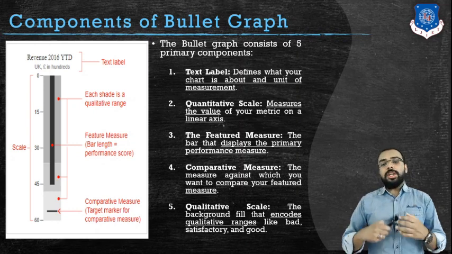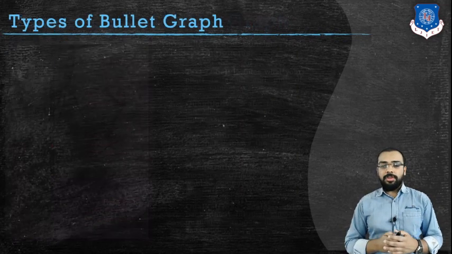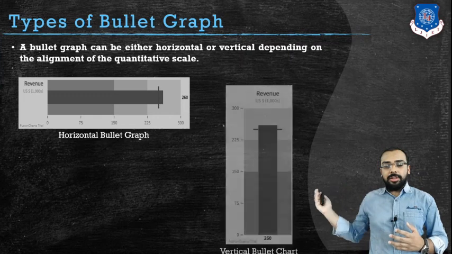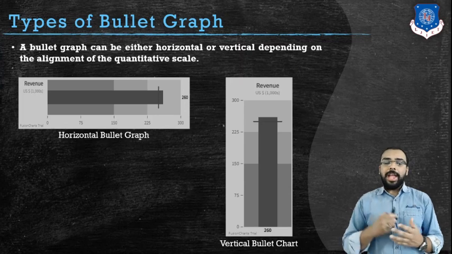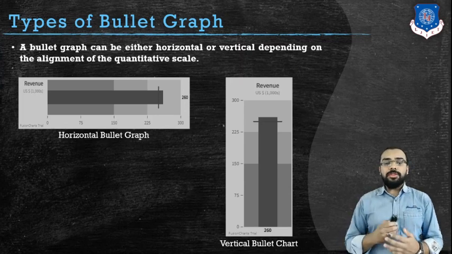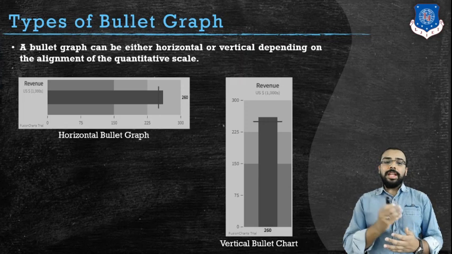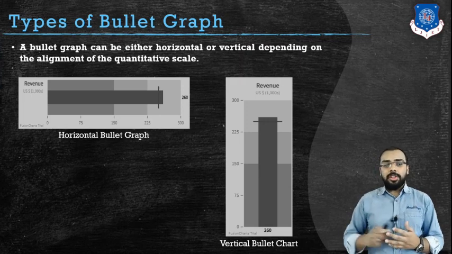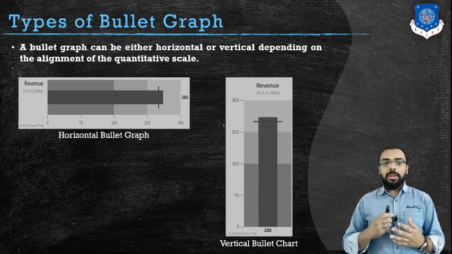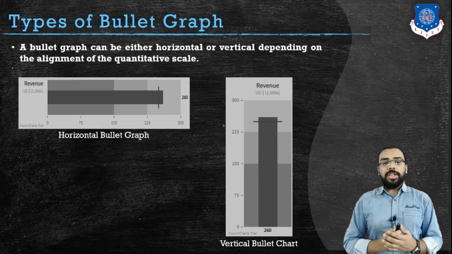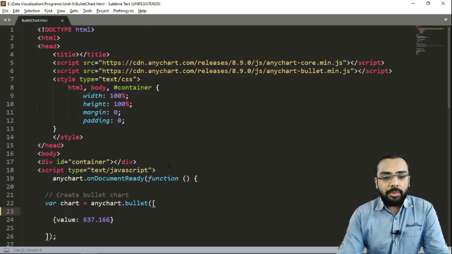Now we will see the types of bullet graph. As you can see in the figure, there are 2 types of bullet graph depending upon the quantitative scale which you are considering. We can have a horizontal bullet graph and we can have a vertical bullet graph. So let us design a bullet graph and understand how we can construct it. Let us create a bullet graph.